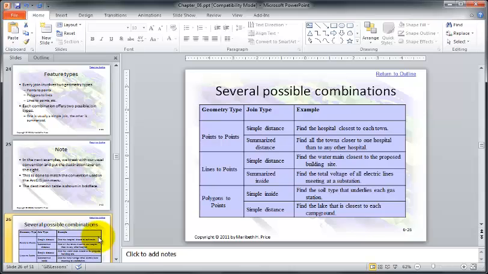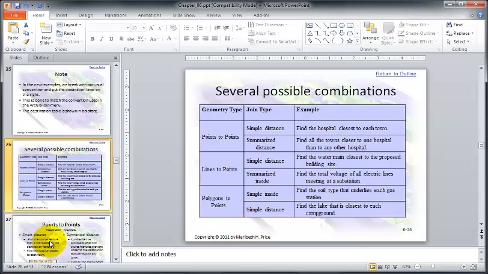Several possible combinations. Points to points, you can use simple distance and find the hospital closest to each town. Lines to points, you can use simple distance and find the water main closest to the proposed building site. And polygons to points, simple inside, find the soil type that underlies each gas station.